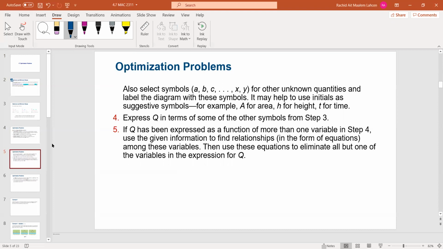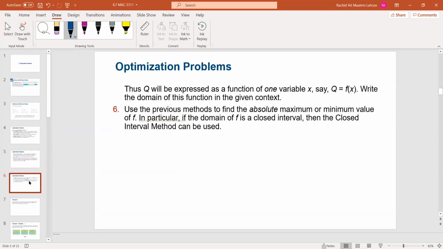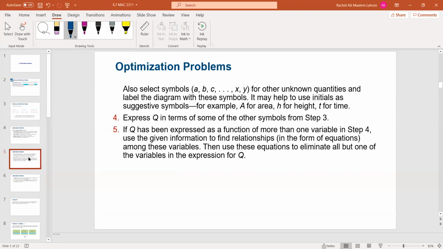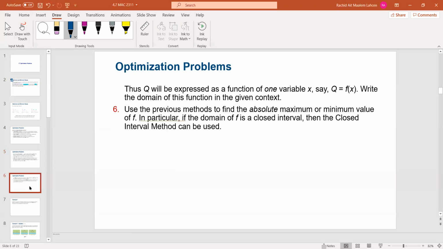So we'll express some variables with others, and you've done this in the past. For example, when you solve a system of equations, you did substitution. So we'll see this in examples. And of course, you solve. Once we do some examples, I would suggest that you go back and review this process so it makes more sense, and you understand what it means if Q has been expressed as a function of more than one variable. In step 4, use the given information to find the relationships, and you'll see all those steps.